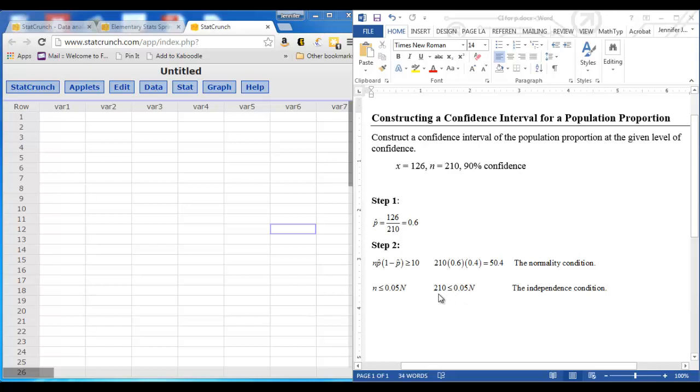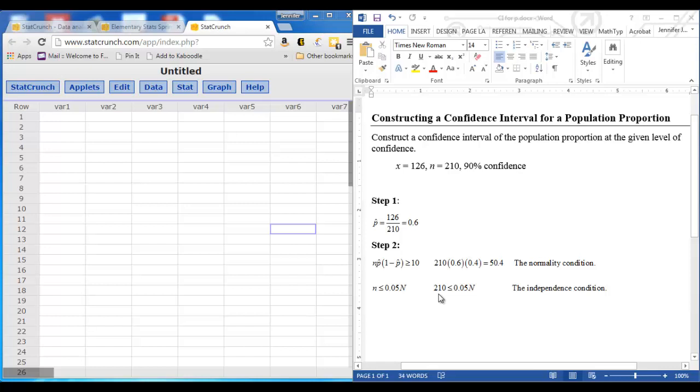In our class, we kind of will fudge on this a little bit and just make sure that it seems reasonable that our sample size is no more than 5% of our population size, because we'll rarely know the exact population size. But in practice, it is definitely something that we want to consider.